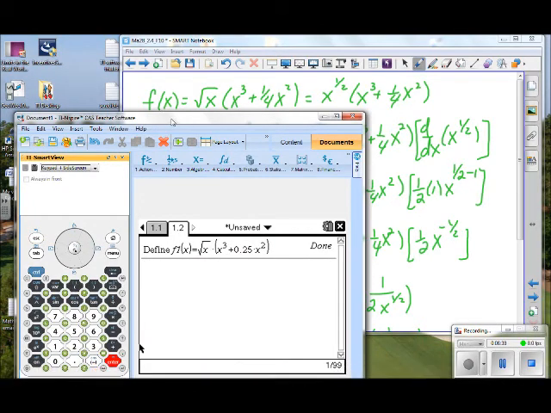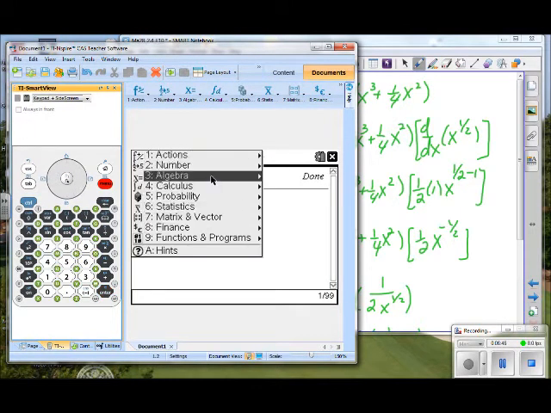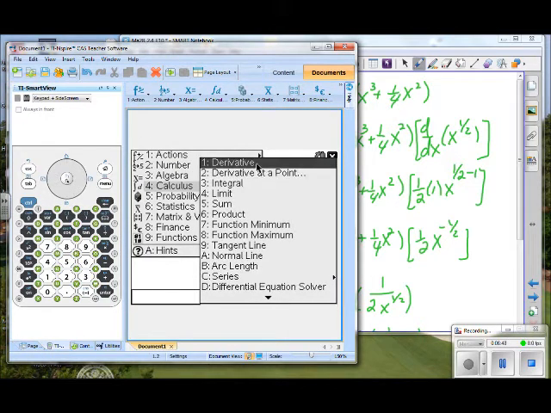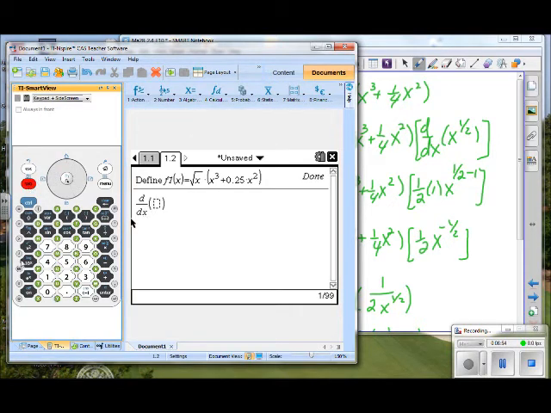Now there are some things that we can do. Remember, we can go to menu and down to calculus and derivative. The input variable is x, and tab.